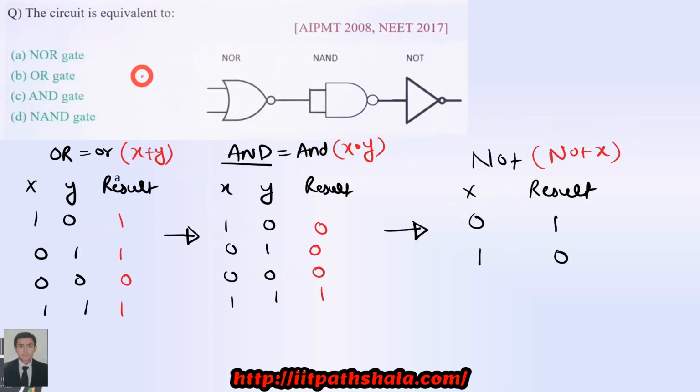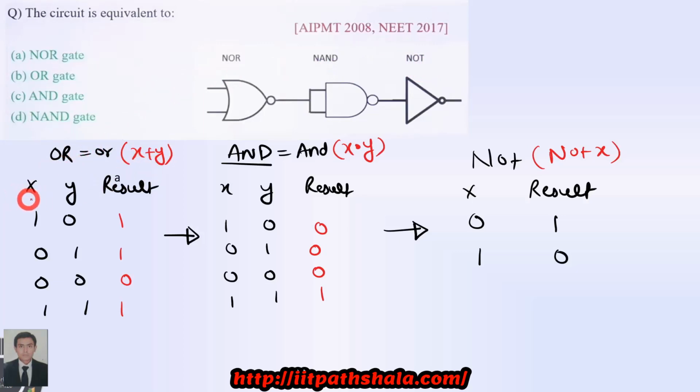In this question, you are given these three gates in combination, and afterward you are asked for the resultant gate. There is a NOR gate, a NAND gate and a NOT gate. First let me tell you, the NOR gate is a combination of an OR and a NOT gate. The NAND gate is a combination of a NOT and an AND gate, and the NOT gate is a discrete negating gate.